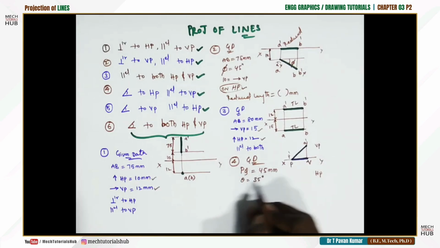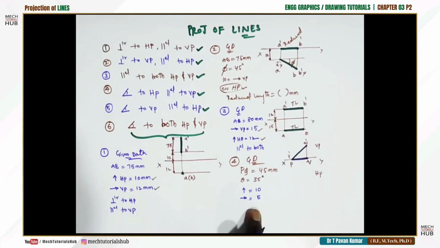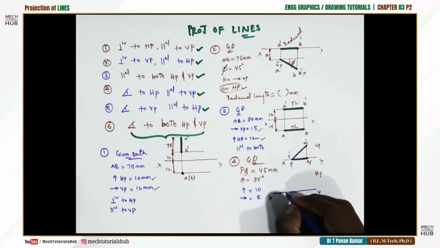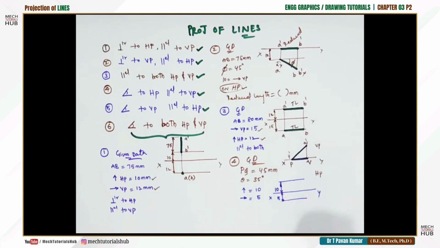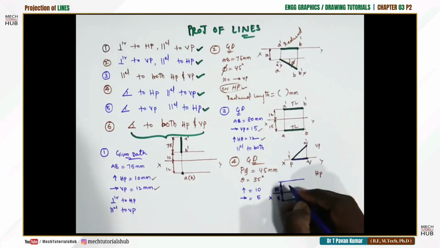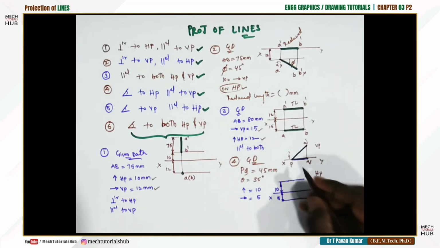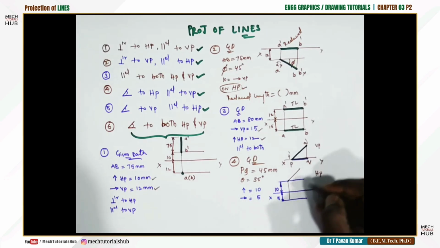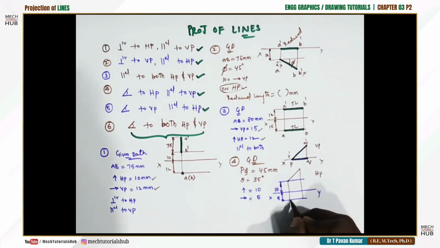For example, for the same question, let us consider an above distance of 10 mm and an in front distance of 5 mm. Again, simply draw an XY line and consider the above distance as 10 mm and the in front distance as 5 mm. Let us make it more. Draw one locus here, and one more locus here. Make a mark 10 mm away from the locus. Start drawing your 35 degrees inclination with a length of 45 mm. Then draw a projector onto the second locus. Wherever these two meet, darken that line.